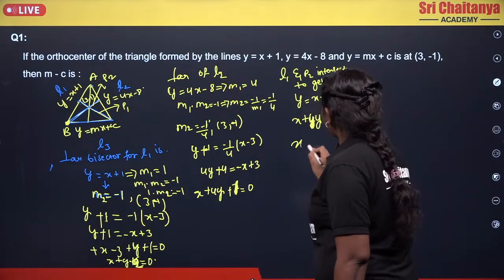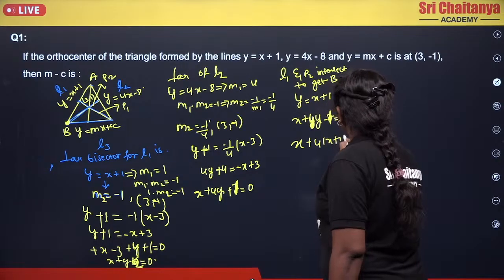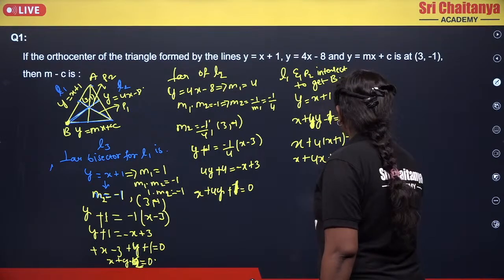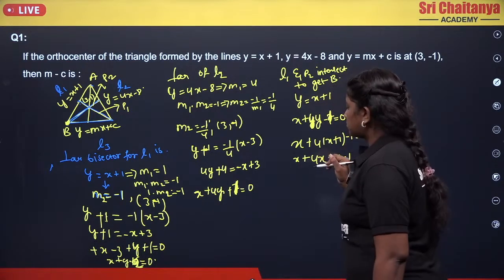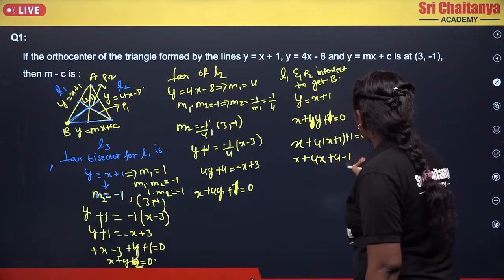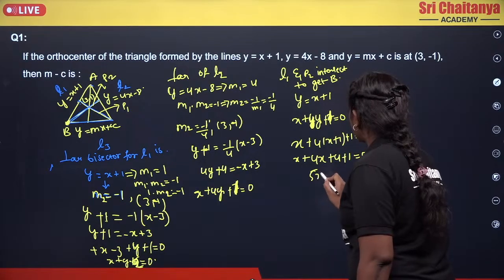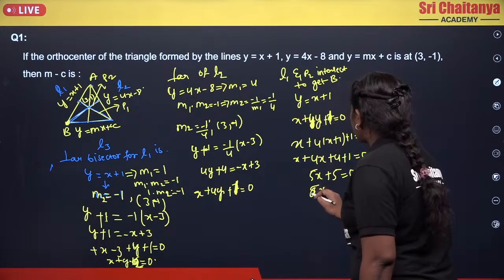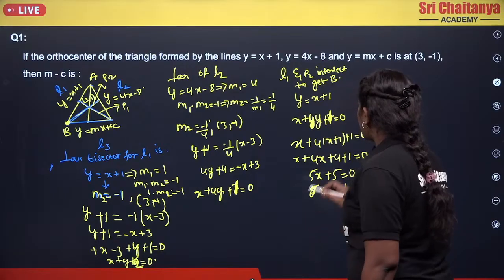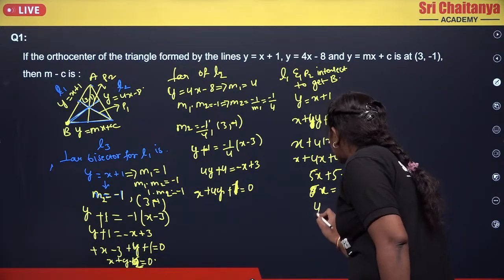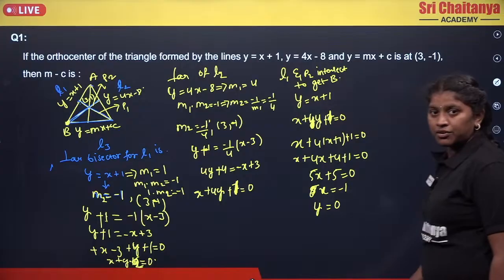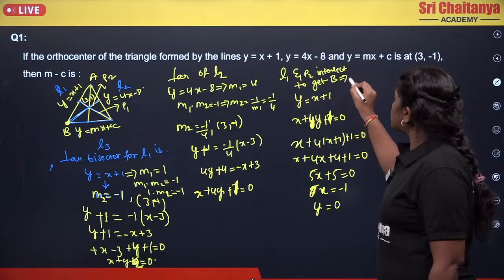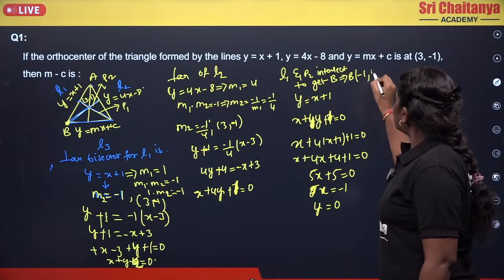So here it will become x plus 4 into (x plus 1) minus 1 equals 0. So x plus 4x plus 4 minus 1 equals 0, that is 5x plus 5 equals 0, and from there you will get x equals minus 1. Now if you keep x equals minus 1 here, then we get y equals 0. Clear everyone? So the coordinates of B we got as (minus 1, 0).